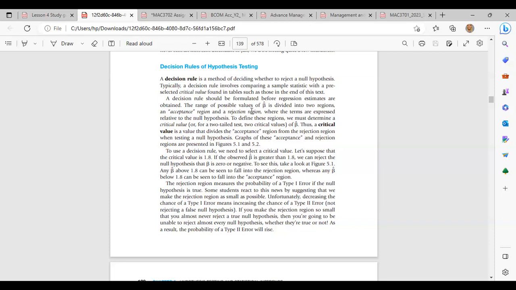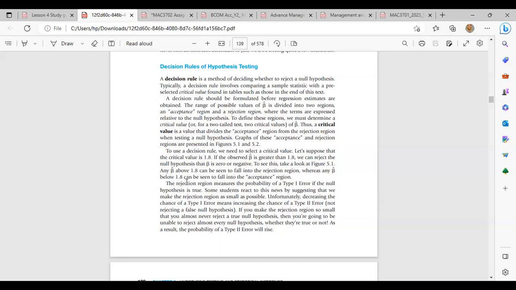All right, and then the critical value is what we use to decide whether we accept or reject them.